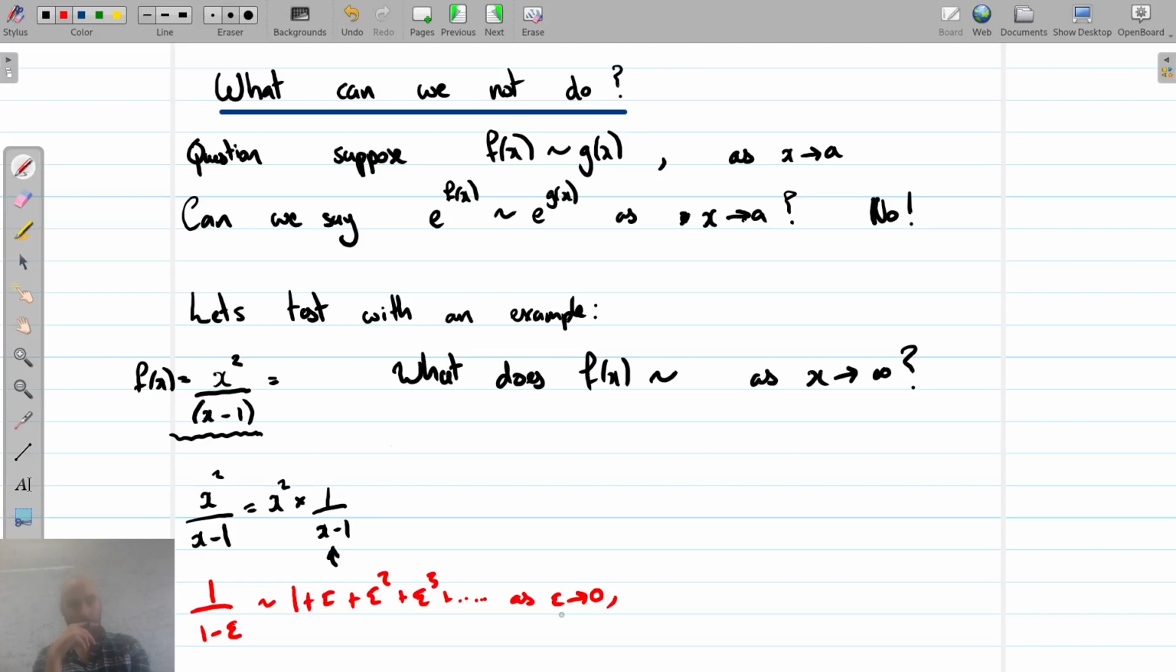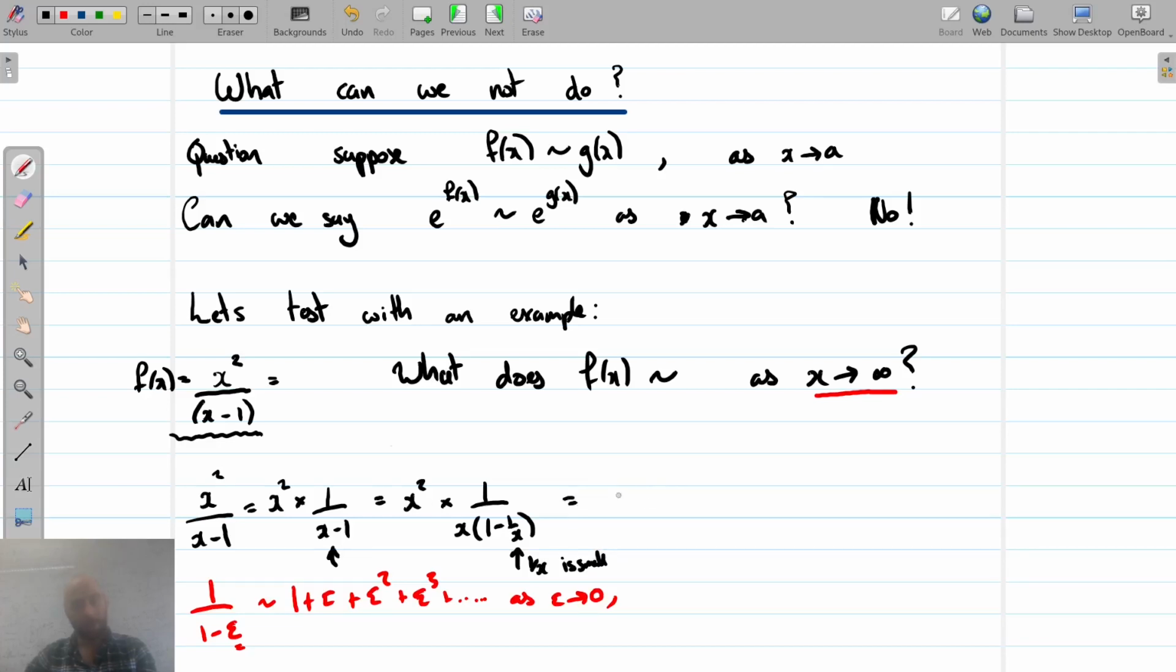Now there's a bit of a problem here, in that we want to look at when x tends to infinity. So x is a big number, and this expansion only works when epsilon tends to 0, so it only works for a small number. So somehow I need to get a small number to appear in here. Whenever you get a large number, the way to make it small is to do 1 divided by it. So I can say this is the same as x times 1 over 1 minus 1 over x. And now the beauty of this is 1 over x is small.